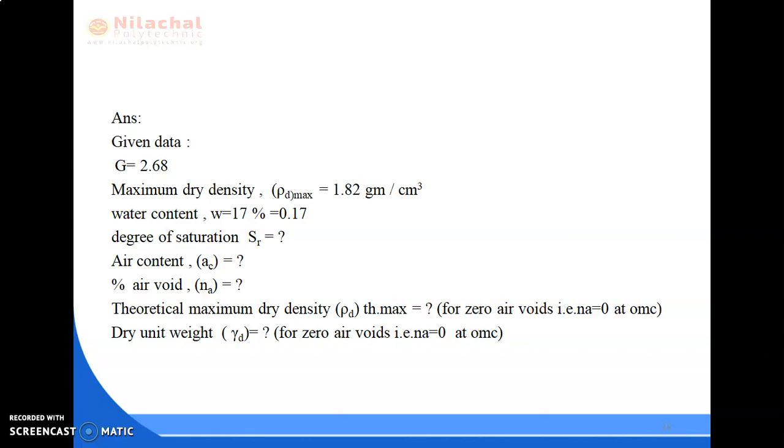For zero air void, this is na equal to 0 at OMC, we know. Next is dry unit weight, this is gamma d equal to question mark for zero air void, that means na equal to 0 at OMC. These are the conditions at which we have to find out the rho d theoretical maximum and also the dry unit weight, this is gamma d. So let us find out one by one.